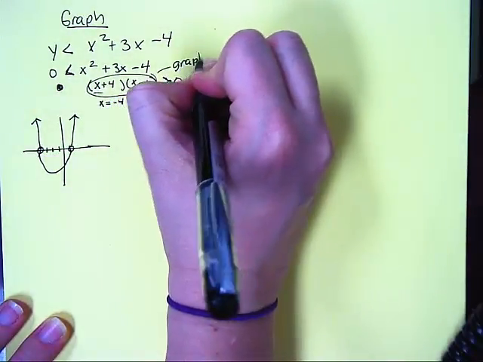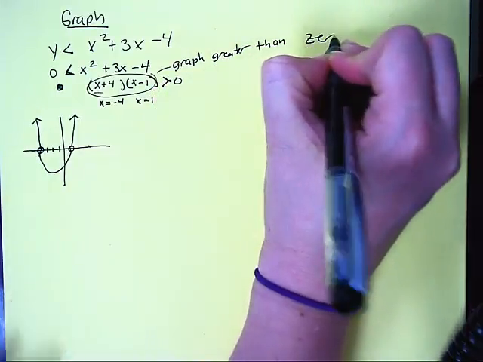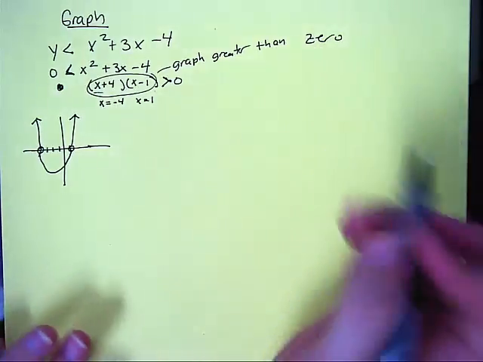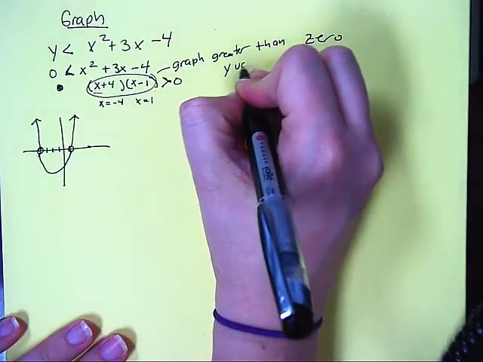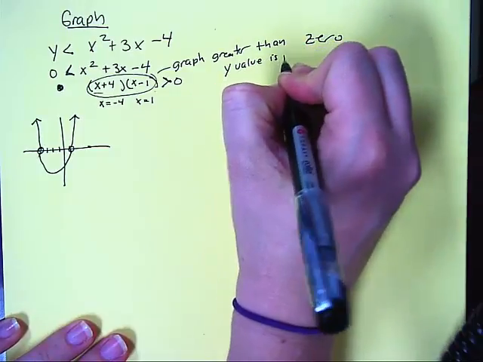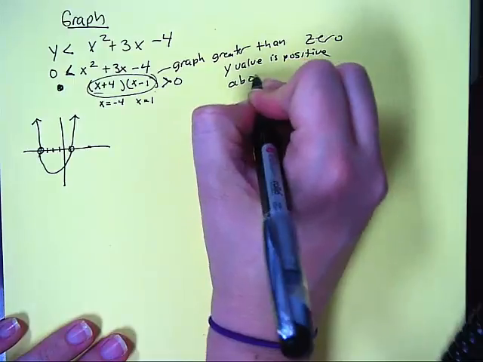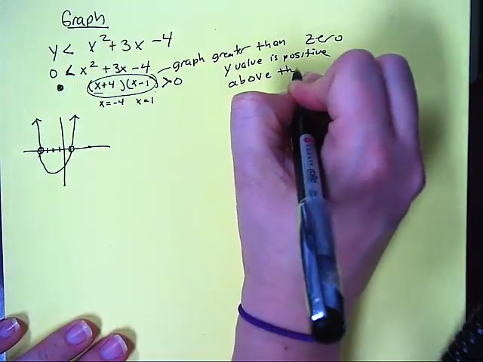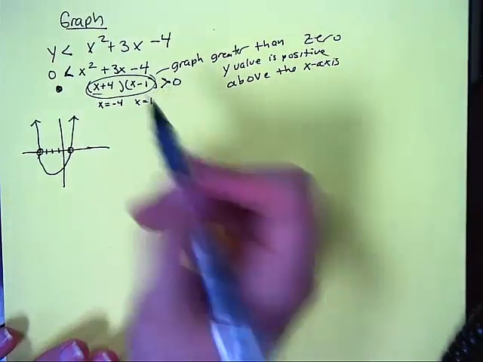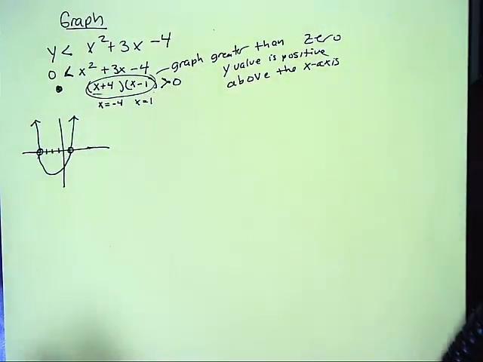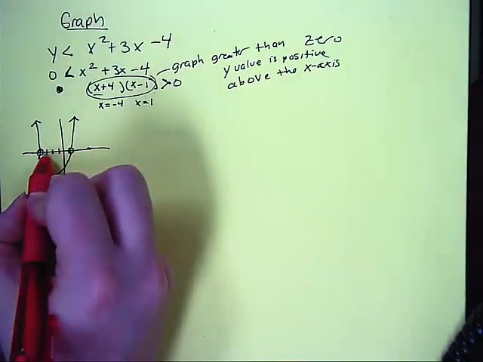So what this is saying is, where is my graph greater than 0? When we look to where it's greater than 0, that's when my y value is positive, which is also when it's above the x-axis. So these are all different ways of thinking about where we're looking. Since it's greater than, we're looking for where it's above the x-axis.